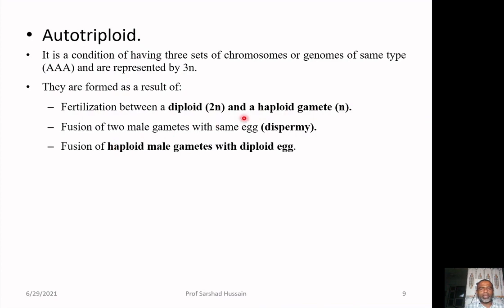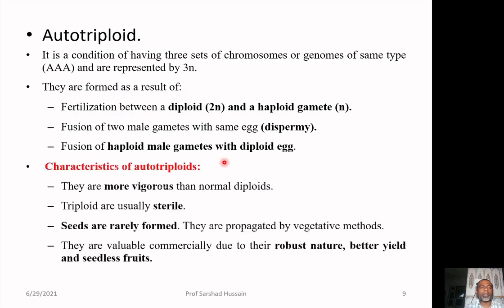Similarly, if the same egg is fused with 2 male gametes, the egg will have 1n, and the male gamete will also have 1n, but because 2 sperm have fused with the egg, 2n will come from there, so again it will be autotriploid. Then it is also formed by the fusion of a haploid male gamete with a diploid egg. For example, the egg is, because of an error, diploid, not a haploid egg. Once the sperm fuses with it, another n, another set of chromosomes, will come, so it will become autotriploid.